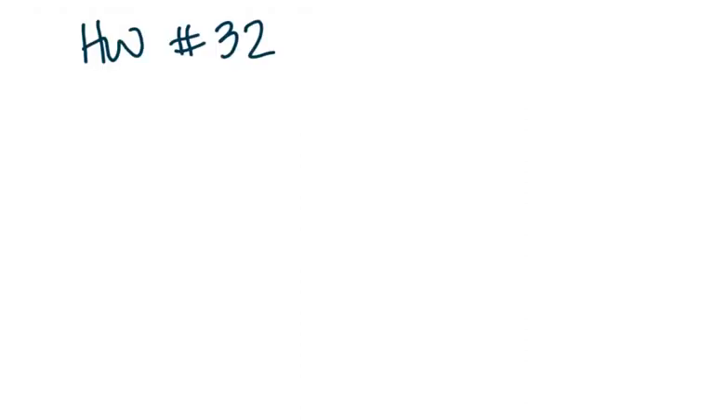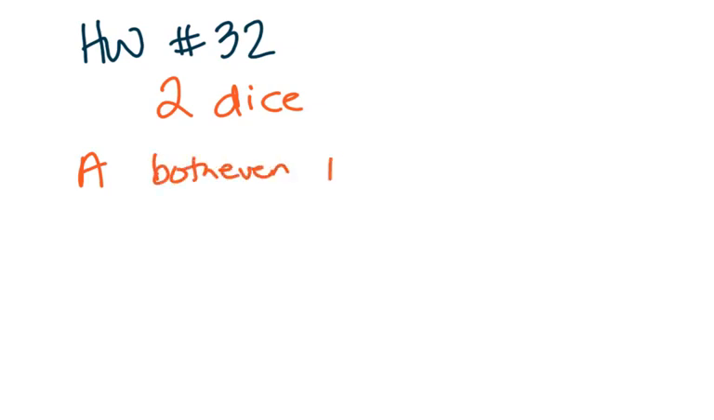Okay, the next thing I want to do is talk about number 32 on your homework. If you take a look at number 32, we've got some information at the beginning. It says that Jack rolled 2 dice. And we've already listed a sample space for that previously. And that's what's happening. Event A is that both numbers are even, so both even. Event B is that the sum of the numbers is 6. And event C is that there's at least one odd number.